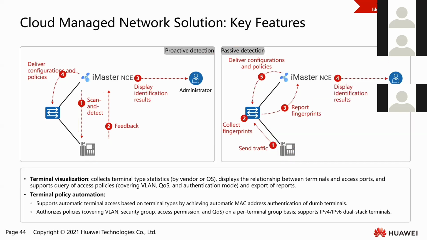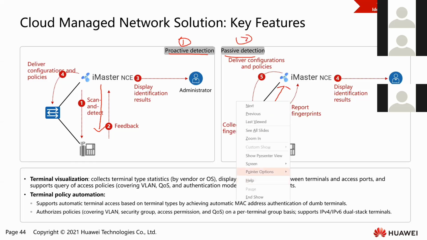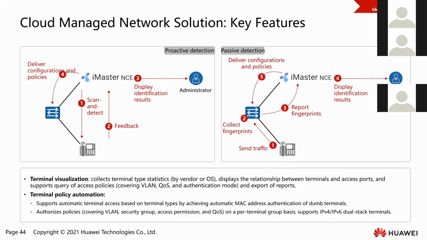So basically we have two solutions. The first one is proactive detection, where iMaster keeps on scanning the network. The passive detection is where the end terminal connects to our network first, then our switch will report to our NC Campus. So these are the two solutions that we have for terminal identification.